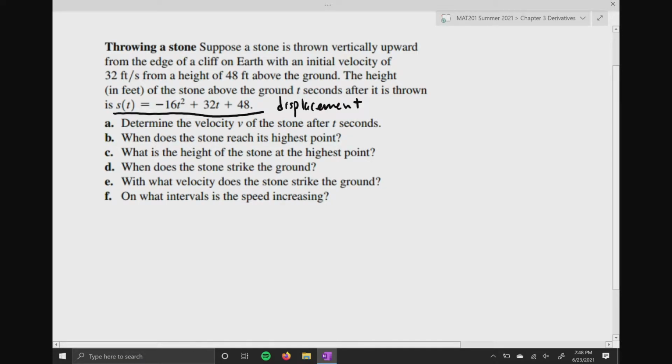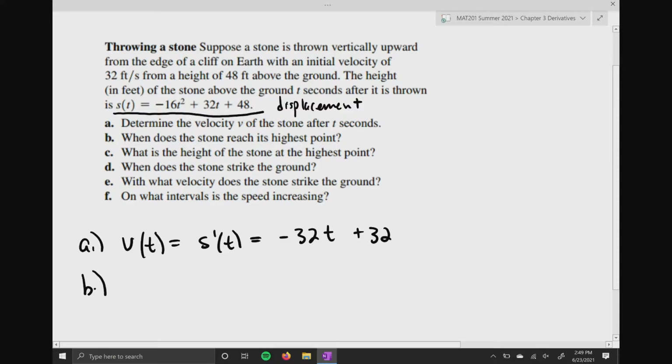Now, back in, I think, section 3, I spoke about displacement, velocity, acceleration, and their relationships when it comes to derivatives, which we're going to be using in a little bit here. So part A says, determine the velocity of the stone after t seconds. So remember, our velocity is going to be equal to the first derivative of displacement. So for part A, all we have to do is just find a derivative of s of t. So that's going to give me negative 32t plus 32. So there is part A. It's just the velocity.